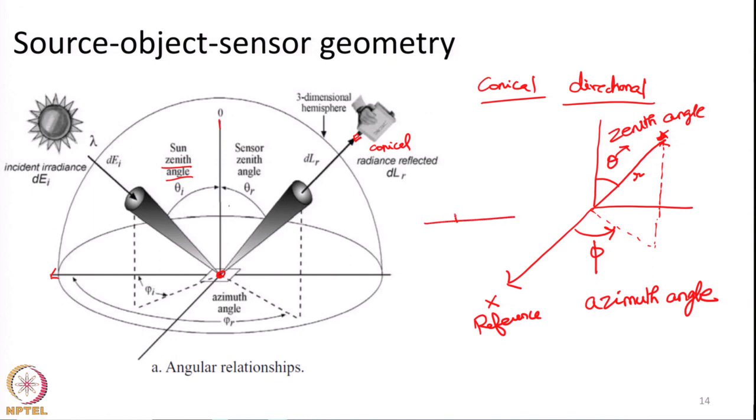Similarly, the sun's energy, the incoming radiation, and the outgoing radiation can have several directions. Let us imagine a land surface. Let us assume the sun is here, the sensor is here. This can be one particular directional component where it will have one zenith angle and one azimuth angle. Sometimes the sun may be here, and the sensor also may be here in the same azimuth angle orientation. Sometimes the sun may be directly overhead, and the sensor may be lying somewhere here. So these are all different possibilities that can occur in remote sensing.